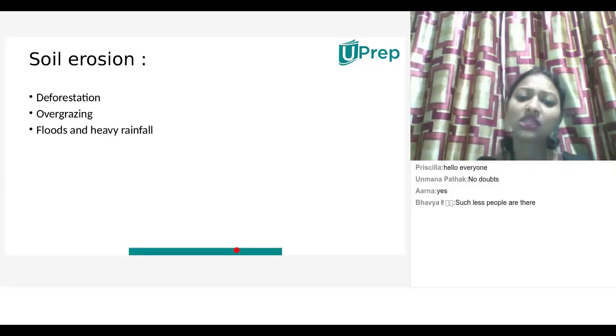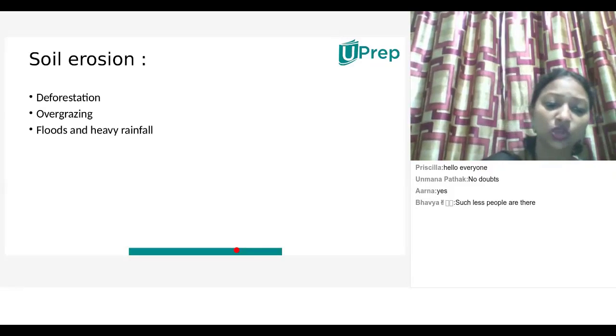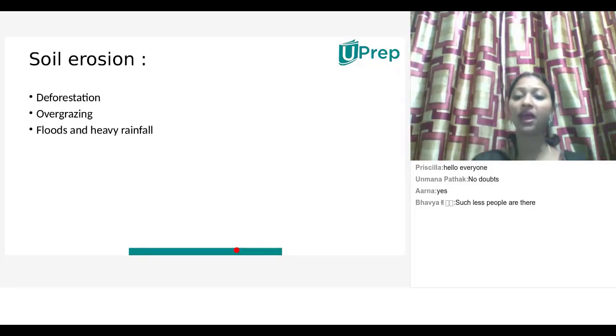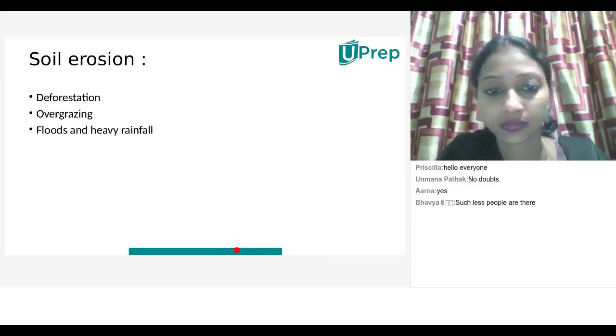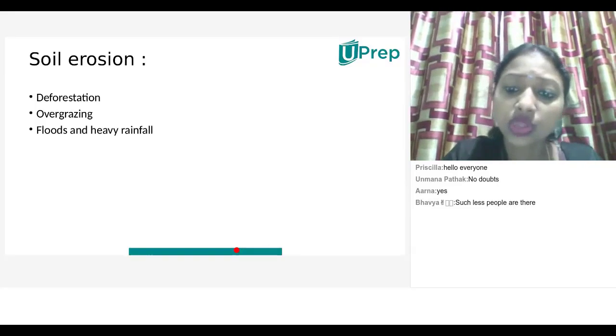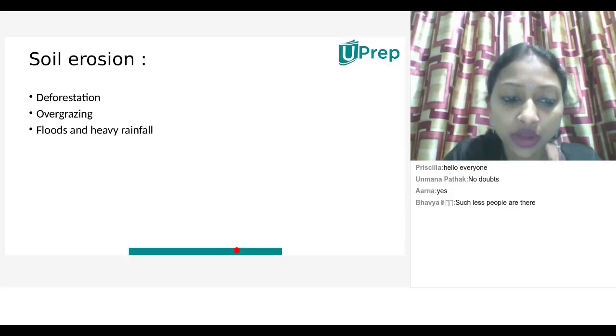In all these cases, soil erosion takes place and the fertility of the soil drops. Especially when floods and heavy rains fall, the topmost layer will be washed out, along with the required minerals and the humus present on the surface of the soil. Definitely, the strength of the plants also drops, and the soil will be unfertile.